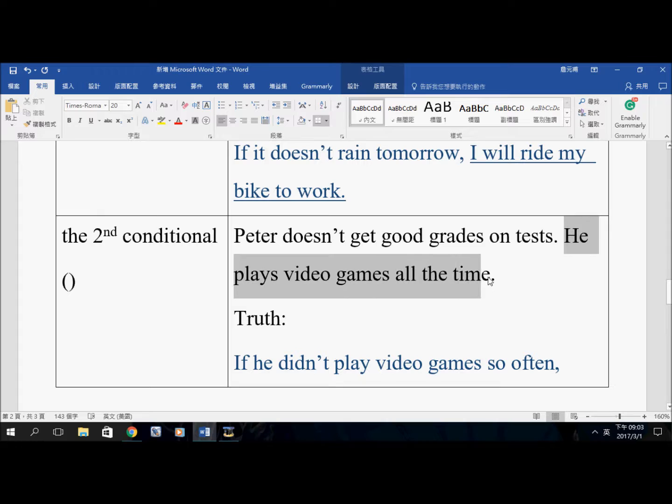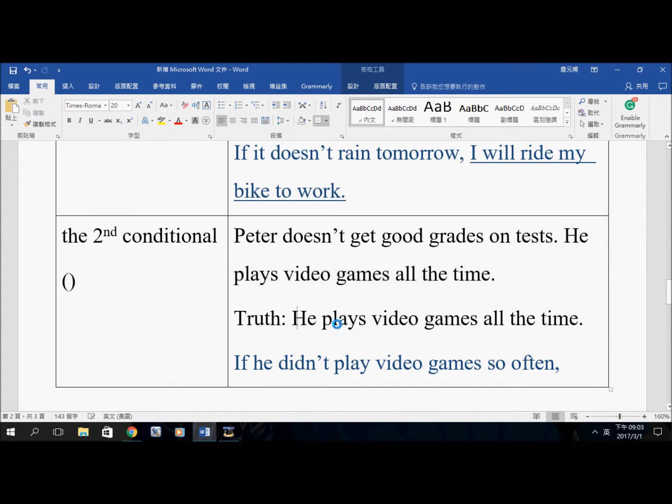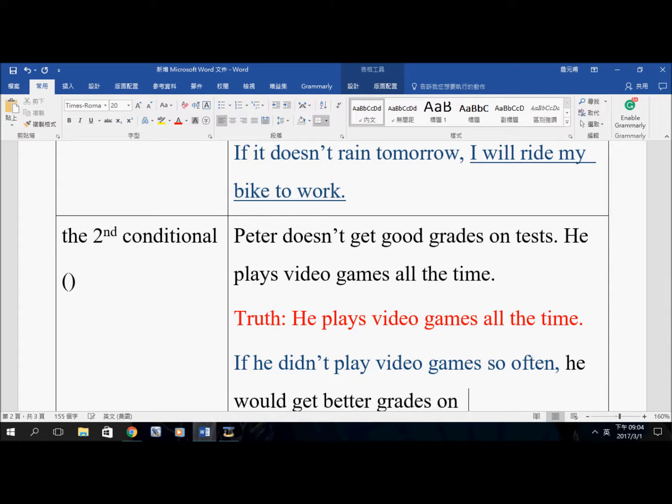this. He plays video games all the time. This is the truth. And this is the opposite of the truth. He didn't play video games so often. That's why we use the past tense to tell the listener, no, this is not true. It's just imaginative. But if he didn't play video games so often, he would get better grades on tests.